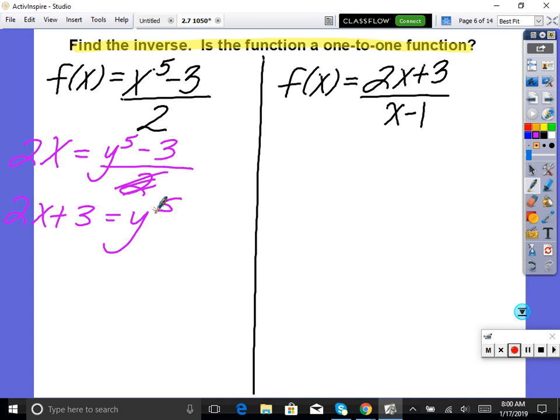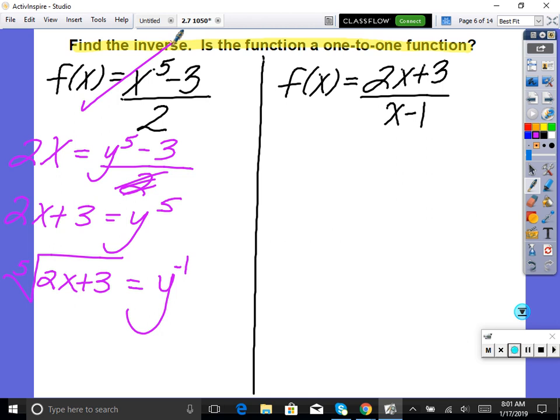Then we'll take the 5th root. Do odd roots get plus or minuses? Nope. So we have the 5th root of 2x plus 3 equals y. If there's not a plus or minus, it passes the vertical line test. This inverse here is a function. Odd roots are good. So you would say, yes, this function is 1-to-1, since the inverse is a function.